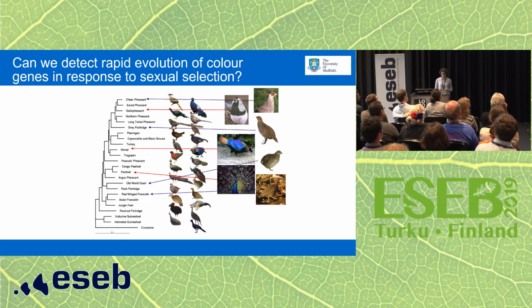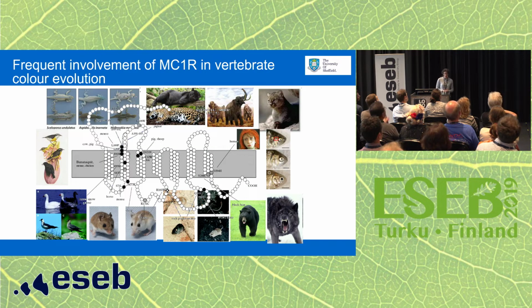So I looked at a bunch of pigmentation genes. One of these was the melanocortin-1 receptor, which some of you might have come across before. It controls colour differences in a range of vertebrates, sometimes to do with camouflage, but other times it seems like the traits are maybe sexually selected. So I looked at this gene and some other pigmentation genes and a couple of controls.